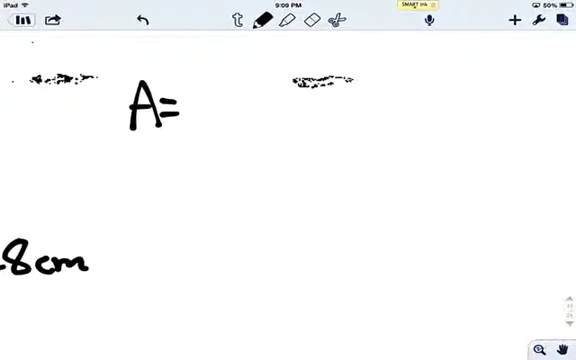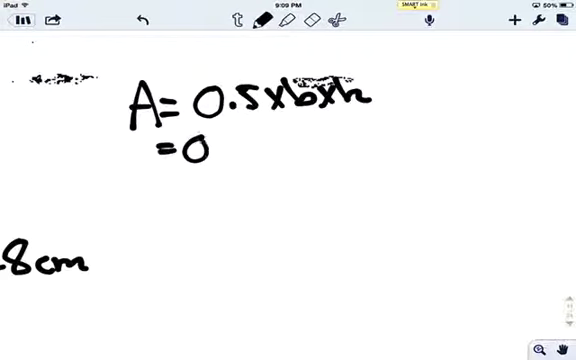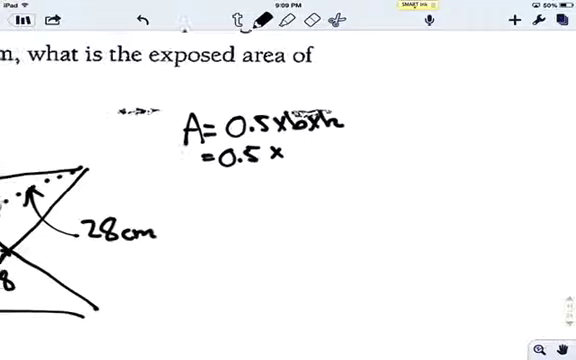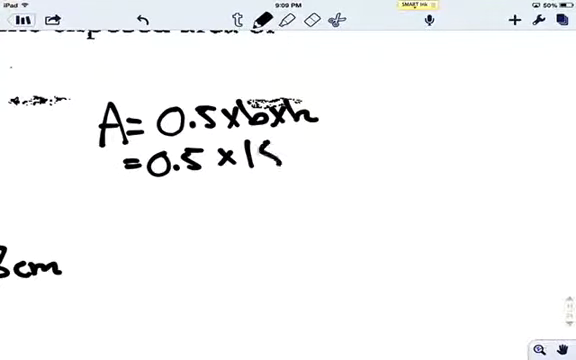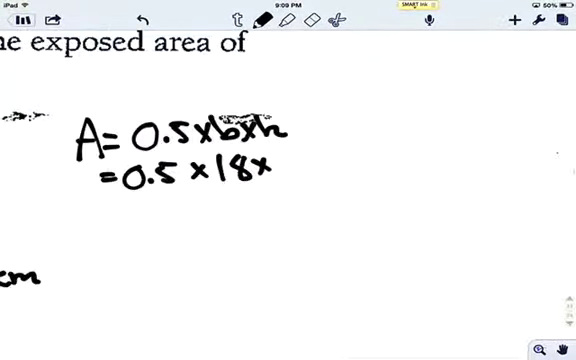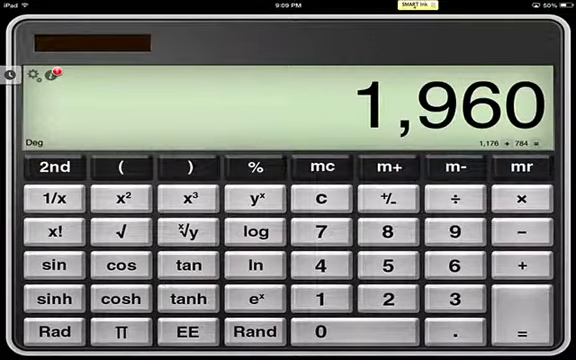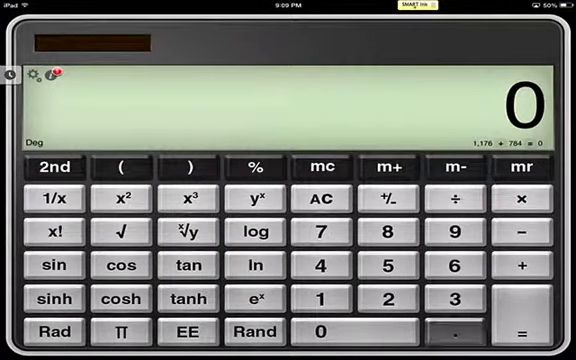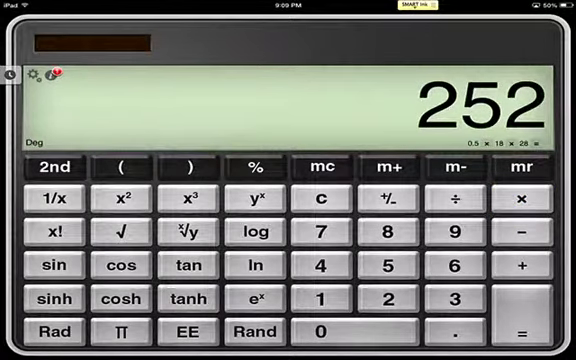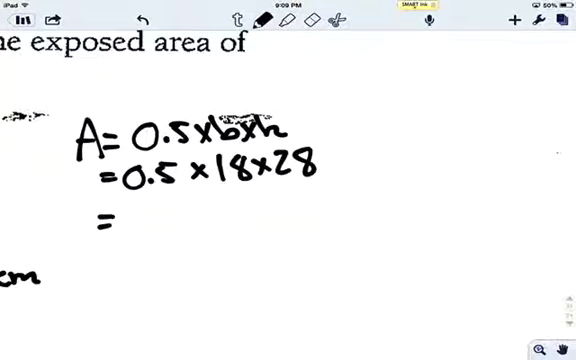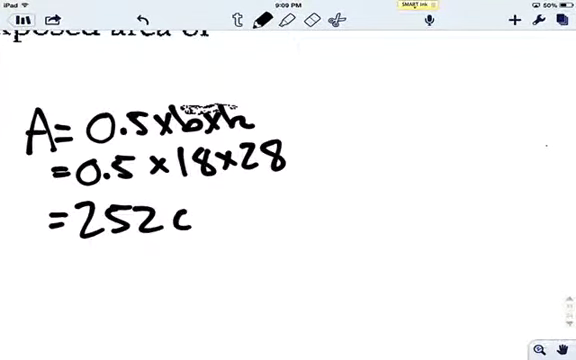So area is 0.5 times base times height. 0.5 times my base, which is 18, times my height, which is 28. 0.5 times 18 times 28 is 252. What are my units? Centimeters squared.